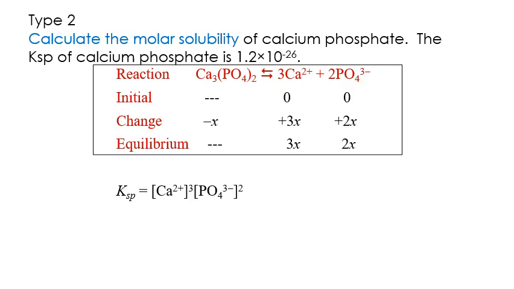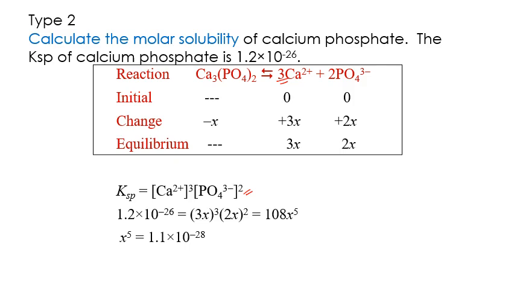At equilibrium we have 3x for the calcium ion, and we have 2x for the phosphate ion. So when you write the Ksp expression, we can write Ca2+ to the power 3 because the coefficient is 3, and PO4 3- to the power 2. Then we will substitute the Ksp value and find the x value, that is our molar solubility.